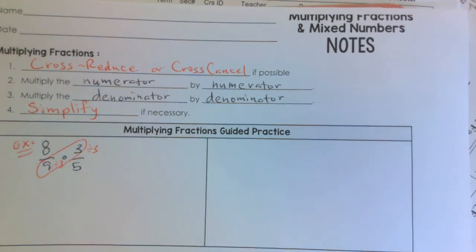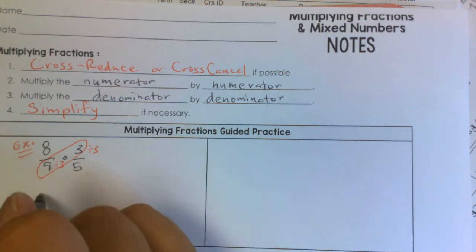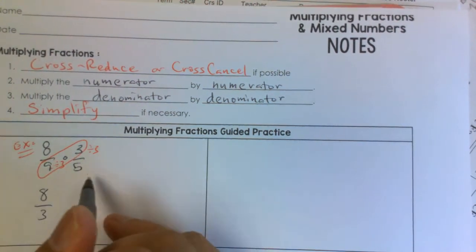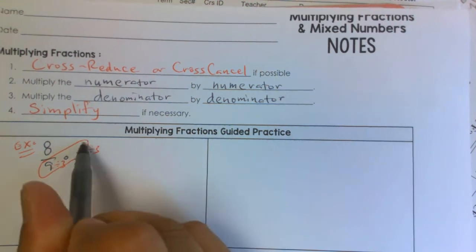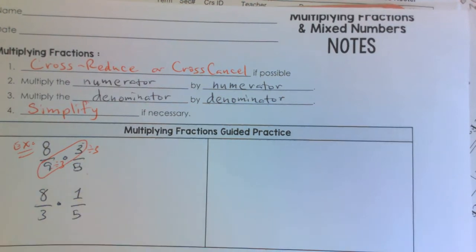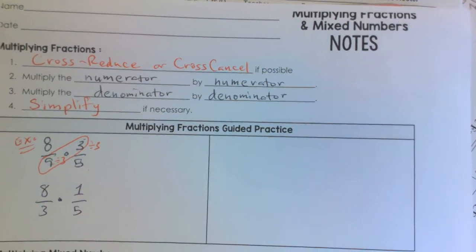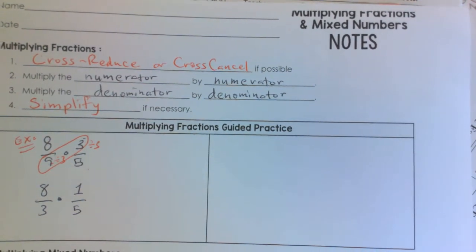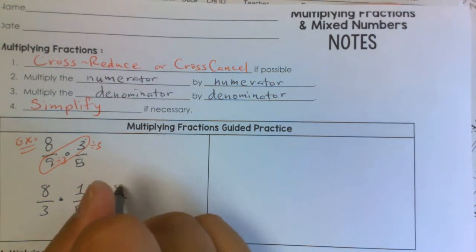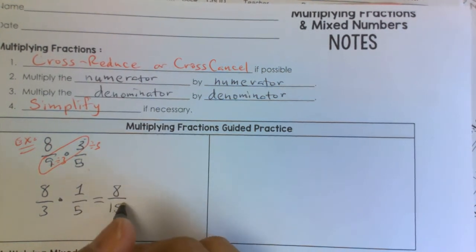And then we're going to rewrite or rename these fractions. So now this becomes 8 over 9 divided by 3, which is 3. And then 3 divided by 3 is 1, and it's still over 5. That doesn't change. So now we have a new name for these fractions by cross-canceling. Now simply multiply across. So 8 times 1 is 8. 3 times 5 is 15.